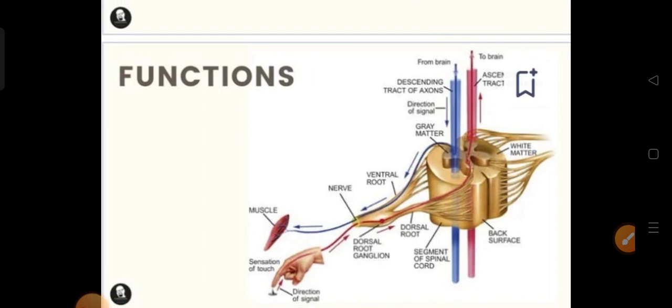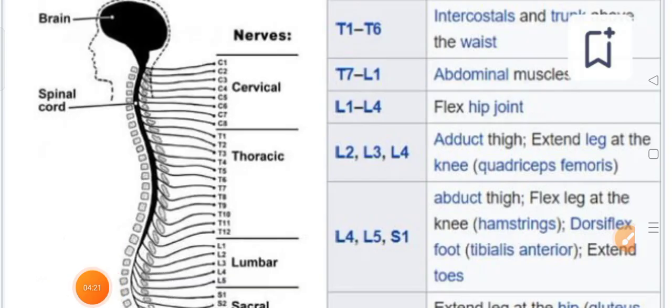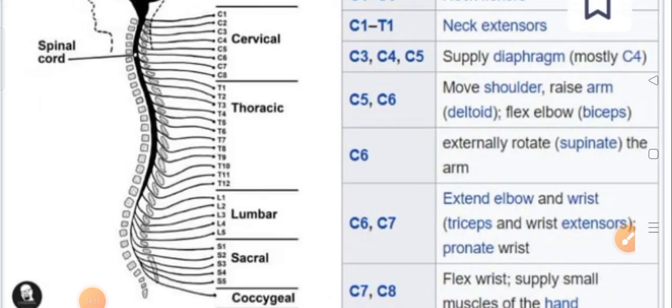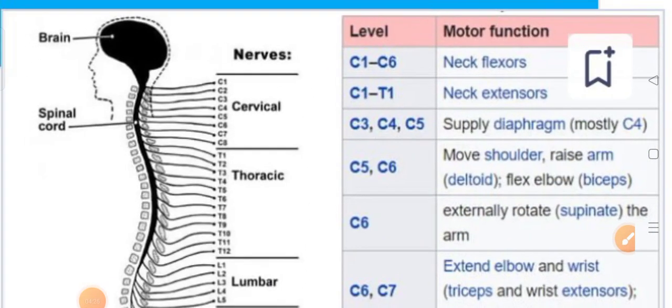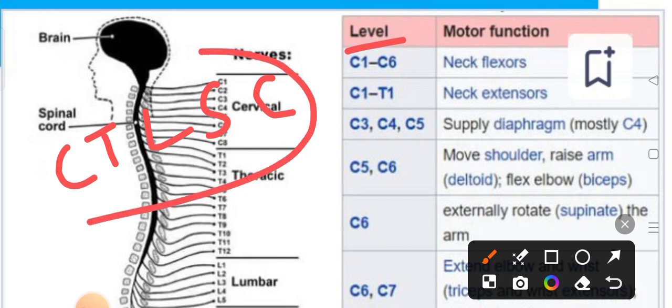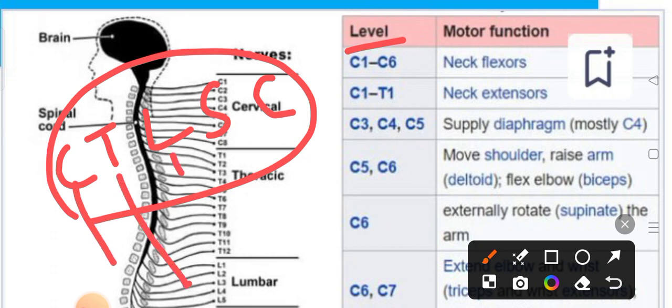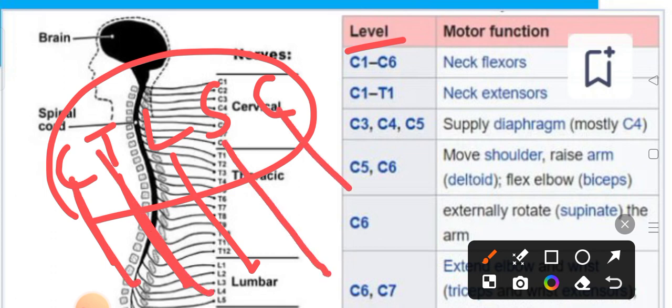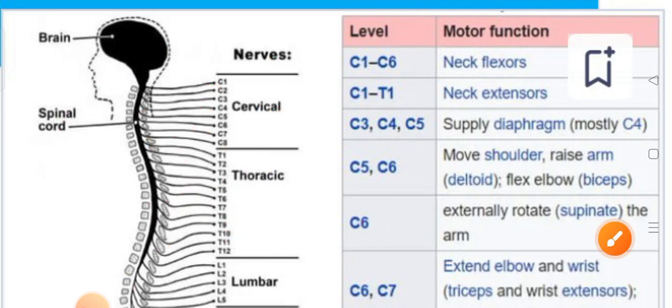If you see the cross sectional view of the spinal cord, here they have given the spinal cord levels and the motor function of the levels. You have to keep CTLSC in mind. C means cervical, T for thoracic, L for lumbar, S for sacral, and C for coccygeal. Cervical, thoracic, lumbar, sacral, coccygeal.